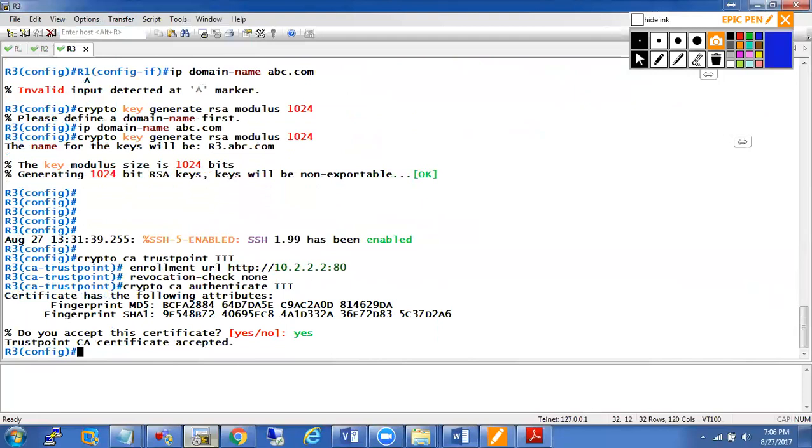Now, at this point, I have my root certificate installed and trusted. On where? On my device. So router 1 and router 3 now have a root certificate installed. Everybody good with it so far?